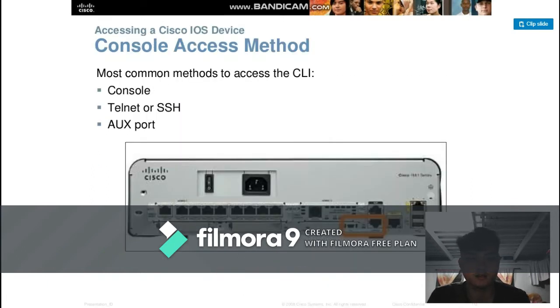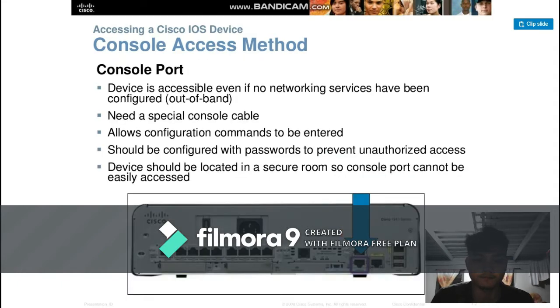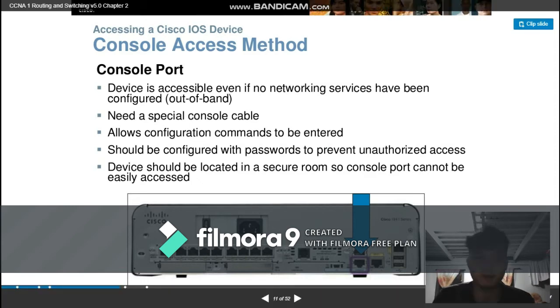As you can see, we have console access methods. The most common methods to access the CLI are console, Telnet or SSH, and the AUX port. The console port is accessible even if no networking services have been configured, which is out of band. It needs a special console cable. As you can see, here's the console port.